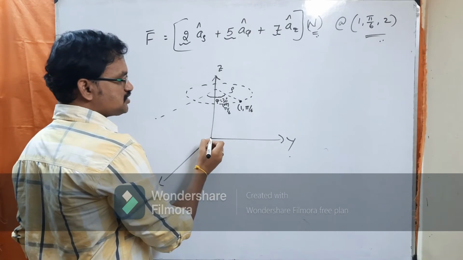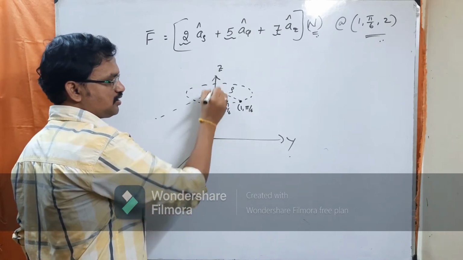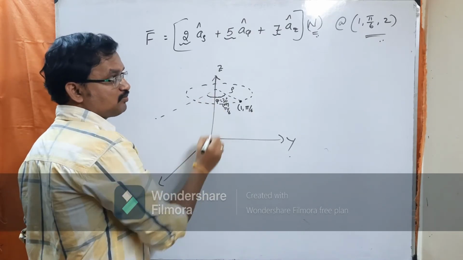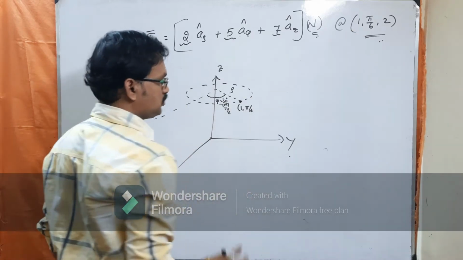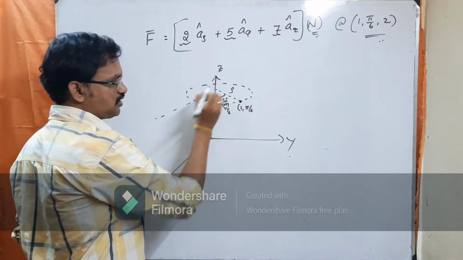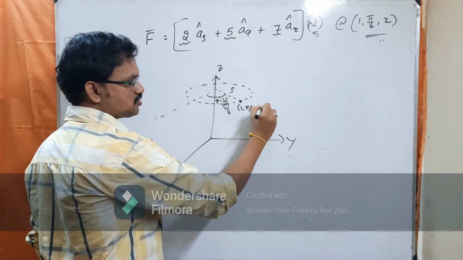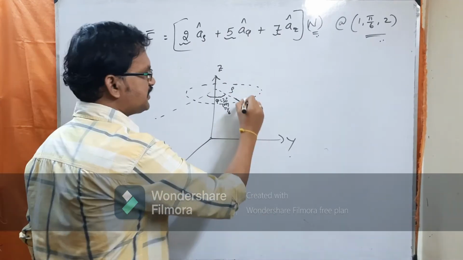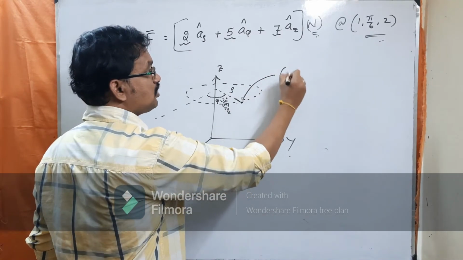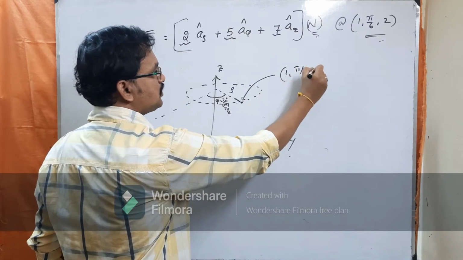Now the distance from here to here will give you the z component. What is the z component? 2 units. That means the distance from this point to this point is 2 units. Understood? So let us say this point is (1, pi/6, 2).